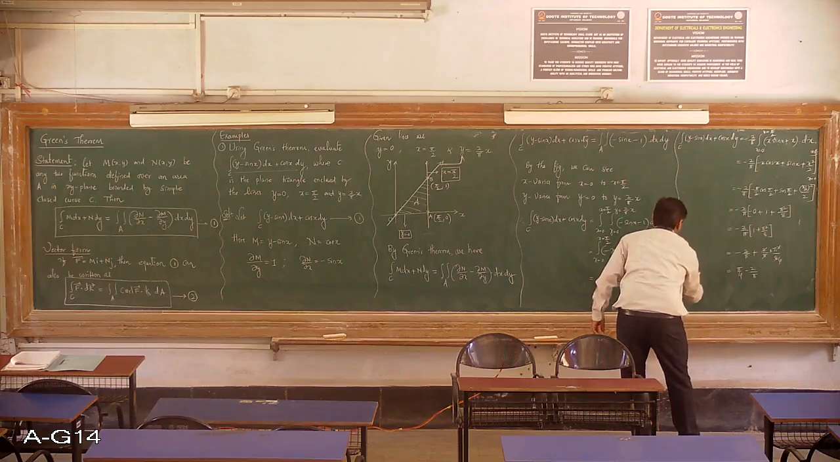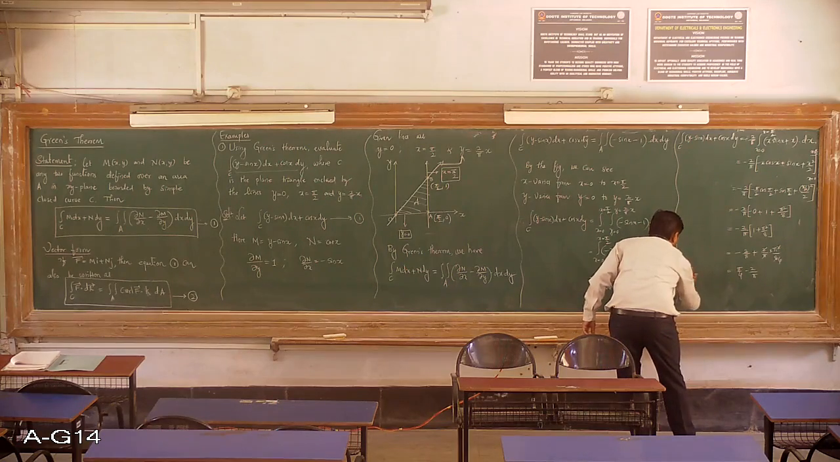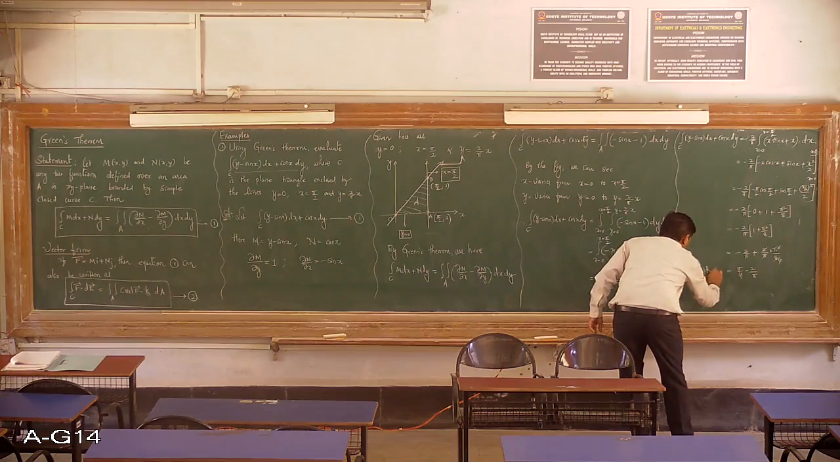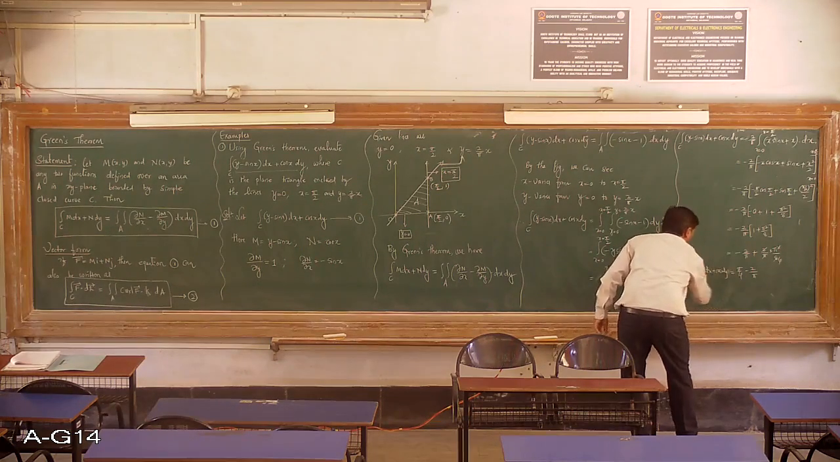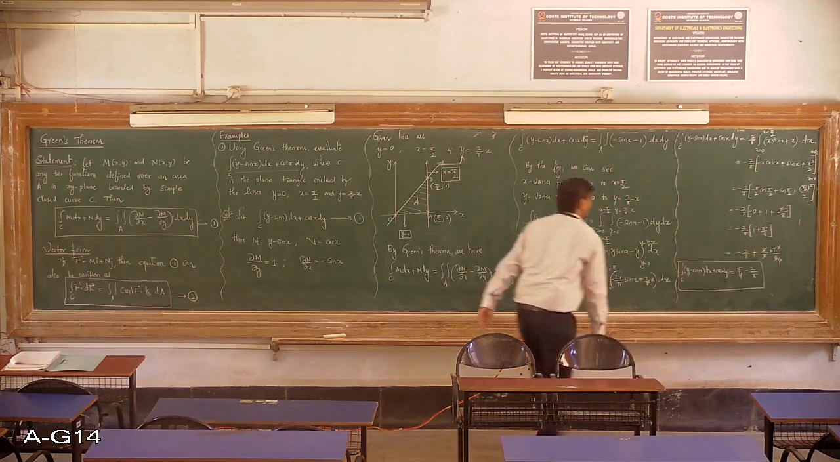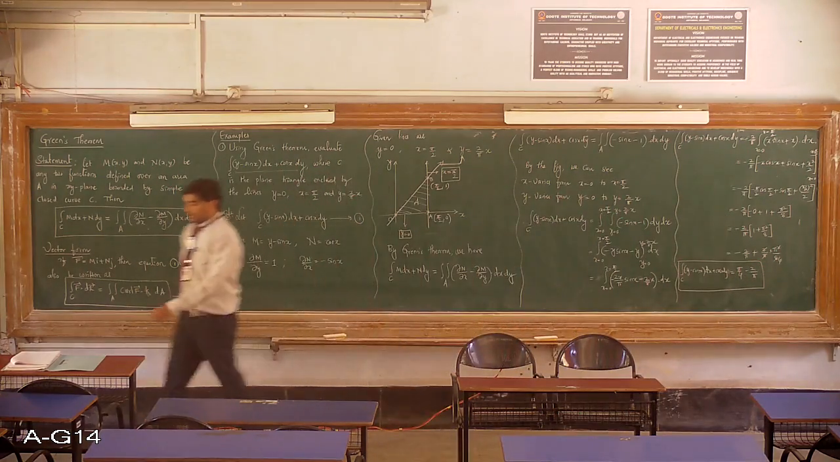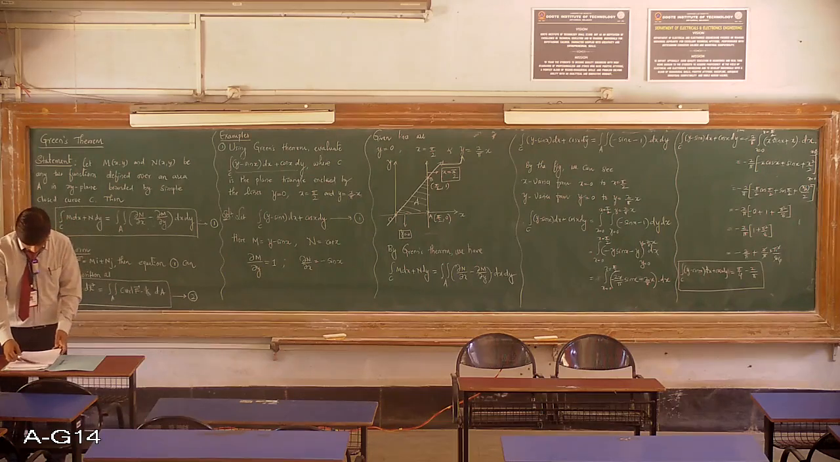So here integration over curve C, y minus sin x into dx plus cos x into dy, this is the final answer. Okay, so this is the first example. Now I will go to the next example, Example number 2.